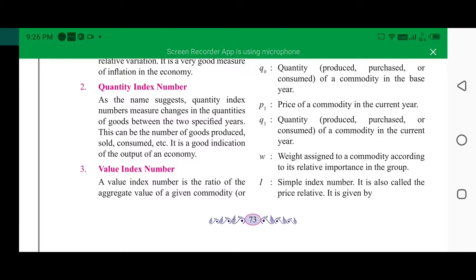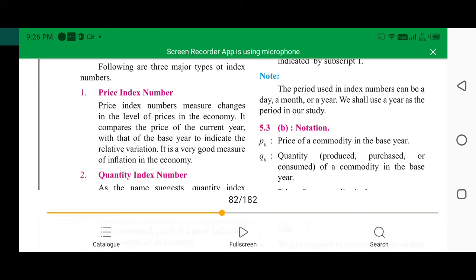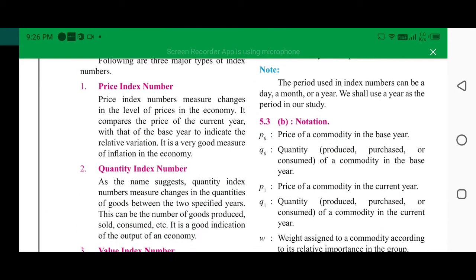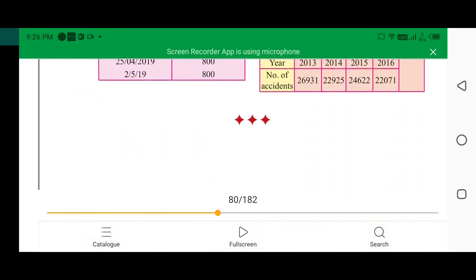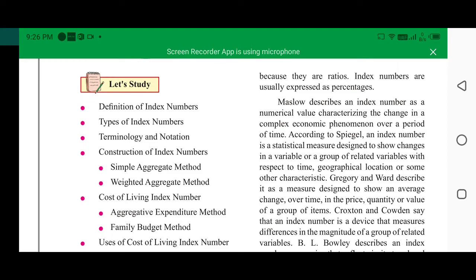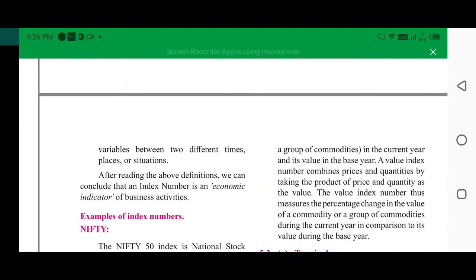Okay, value based index number. The value based index number is a ratio of the aggregate value of a given group of commodities in the current year to its value in the base year. The value index number combines the price and the quantity by taking the product of price and quantity as the value. The value index number thus measures the percentage change in the value of a commodity or group of commodities during the current year in comparison with its value during the base year.